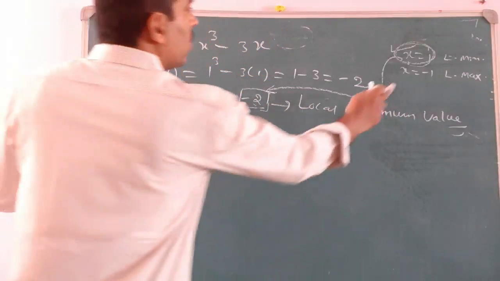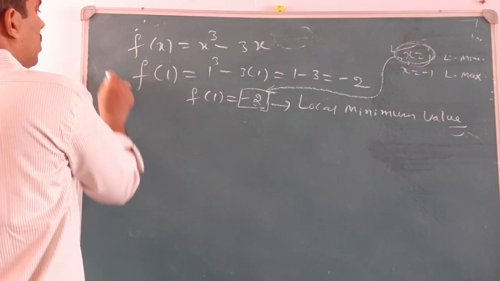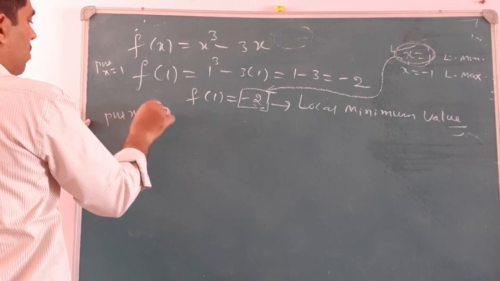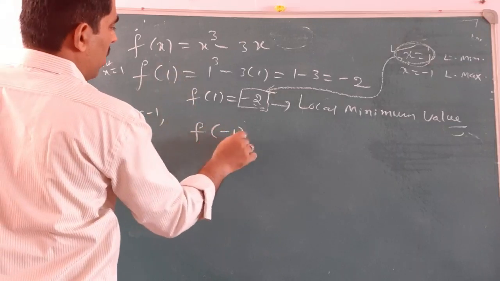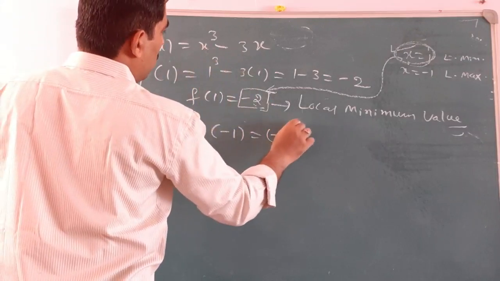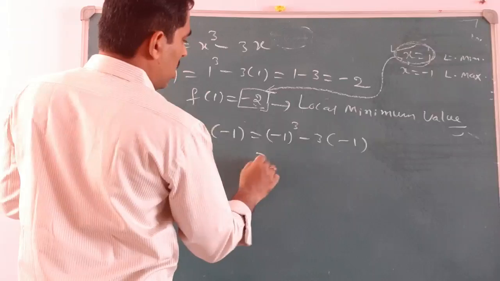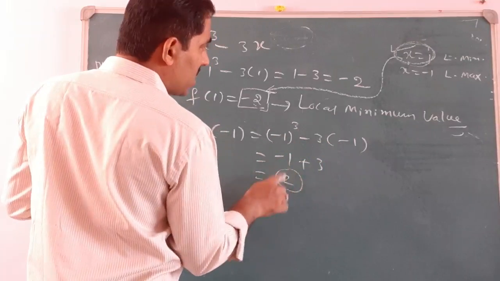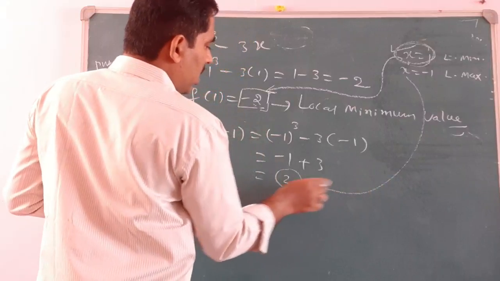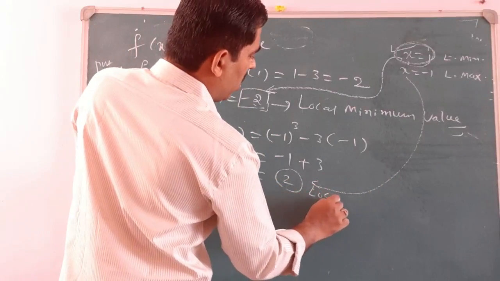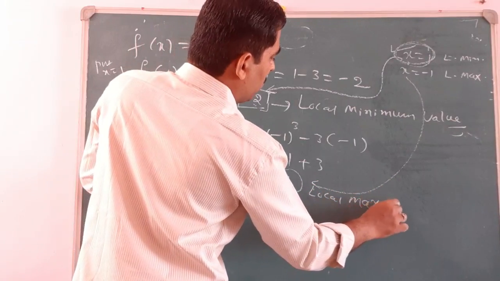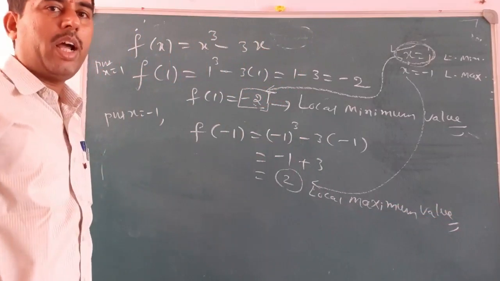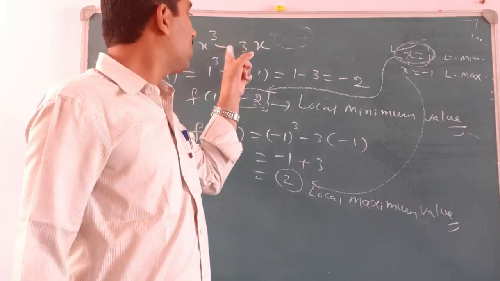Similarly, for the other value, put x is equal to minus 1. Here we substituted x is equal to 1, then put x is equal to minus 1. So f of minus 1 is minus 1 whole cube minus 3 into minus 1. Minus 1 whole cube is minus 1, so that will be plus 3. At this point I got 2. So this is the local maximum value for this function.